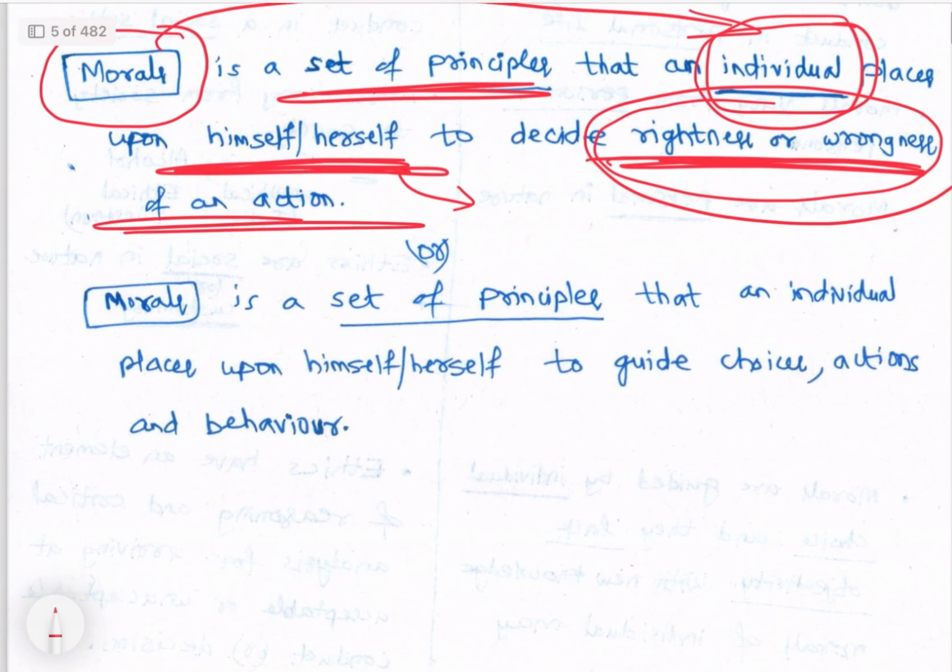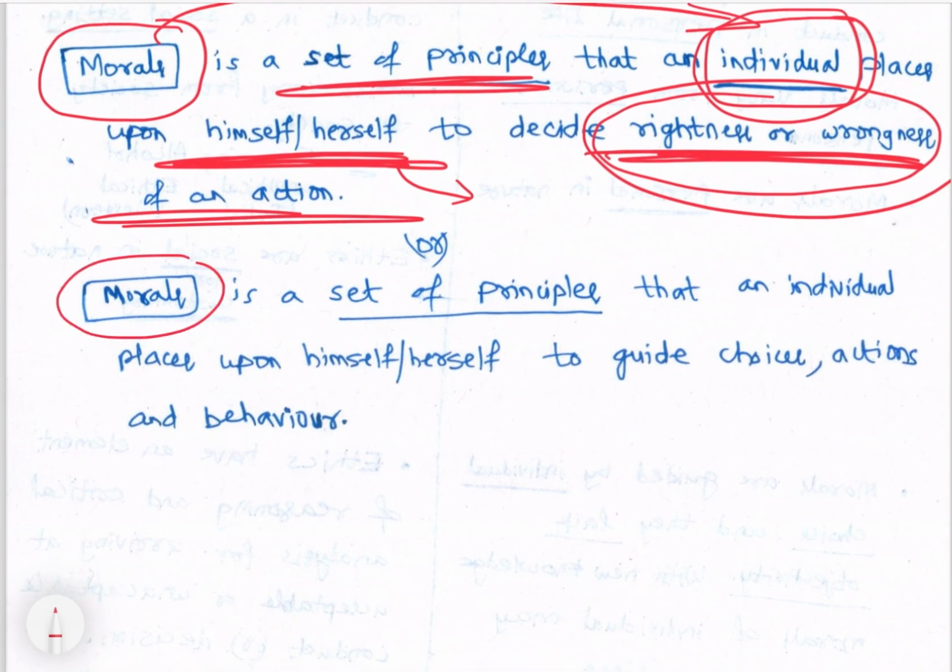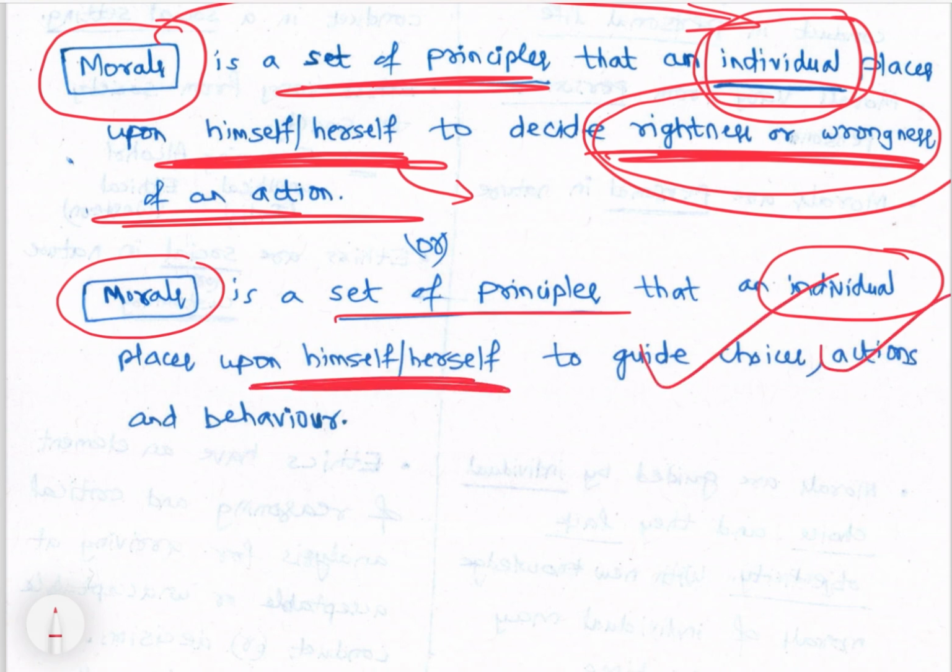Okay. Then another thing: morals is a set of principles that an individual places upon himself or herself to guide his or her own choices, actions and behavior.